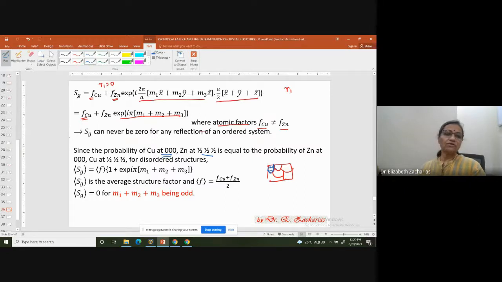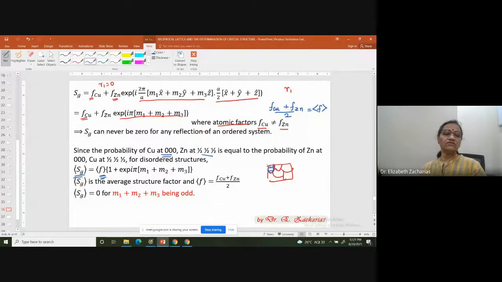So in that case, you can simply take an average of the atomic factor of copper and the atomic factor of zinc, and write this as the average atomic factor. You can use the concept of average atomic factor, take it out of the bracket, and then write your equation. This is actually the average structure factor, and the small f is the average atomic factor.